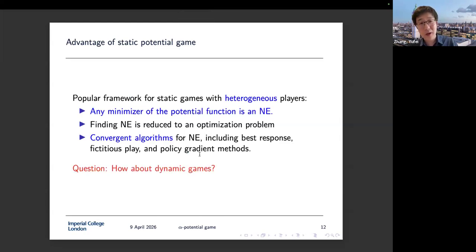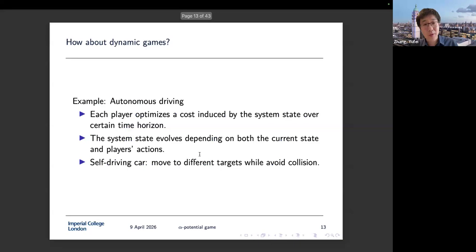Because of all these advantages of the static potential game, the very natural question is: can we apply a similar framework to analyze the dynamic game? I will present a more precise formulation of what I mean by dynamic game. But you can think about it in this case as each player trying to optimize a cost function, where the cost function is induced by an underlying dynamical system over a certain time horizon. The system evolves over time, and the evolution depends on the current system state and can also depend on players' actions.